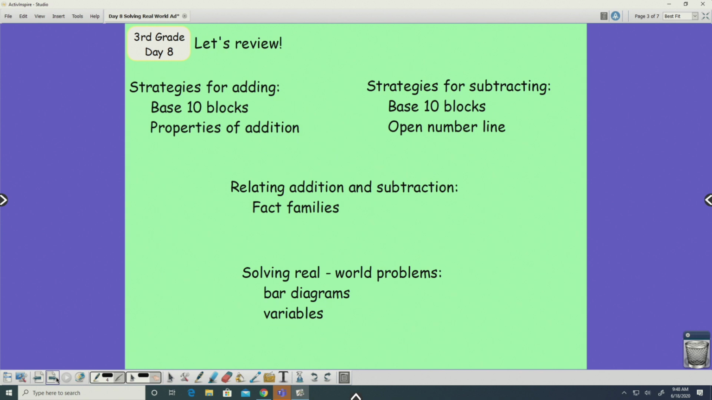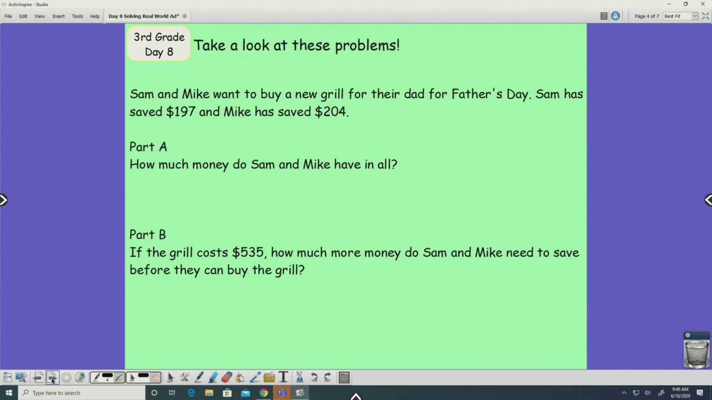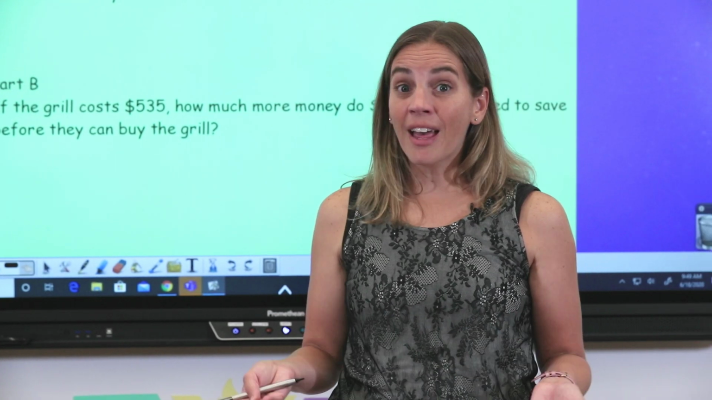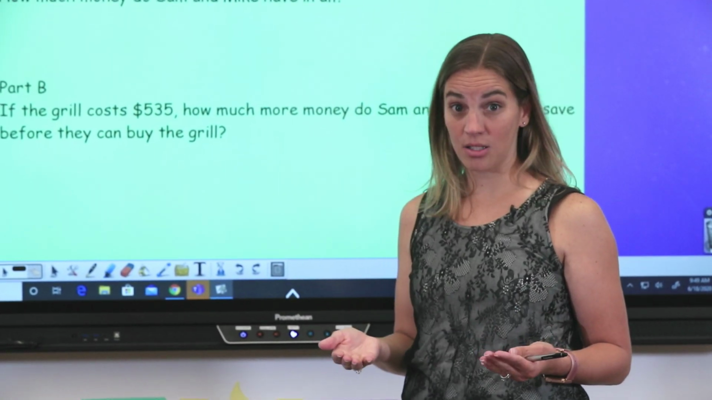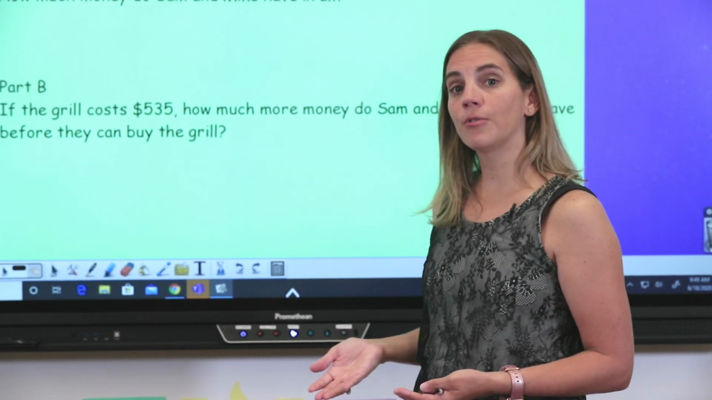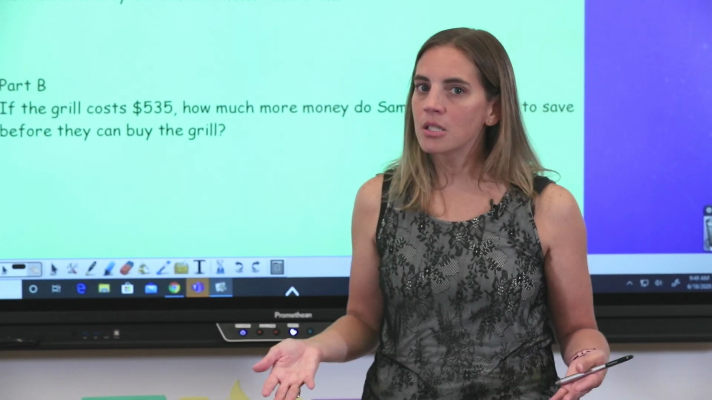Do you remember that lesson? We had all kinds of fun with those triangles. And you solved real world problems using bar diagrams and variables. Guys, big kids are using these variables, so you're going to be super smart when we're done with this. Remember, a variable is simply a letter that represents an unknown number. Today we're going to be looking at problems that have a part A and a part B. All that means is that this one problem, rather than having just one answer, is now going to have two different answers. That's okay. We can do this.